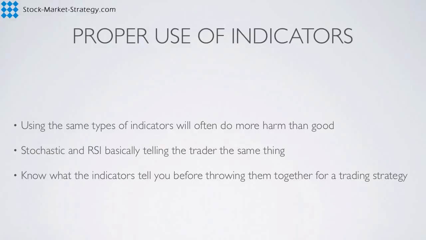Let me just mention this again about proper use of indicators. If you use the same type of indicators, and now you just learned about the three different types: lagging, leading, confirming. So if you for example use the same type of indicator, leading, for example stochastic and RSI, you're making a mistake in our opinion, simply because they're basically telling you the same thing and they will end up confusing you. So this is why it's important you know not just what indicators are out there and what they're telling you, but what type of indicators there are. Know the three different types of indicators before you just throw them together for a trading strategy.